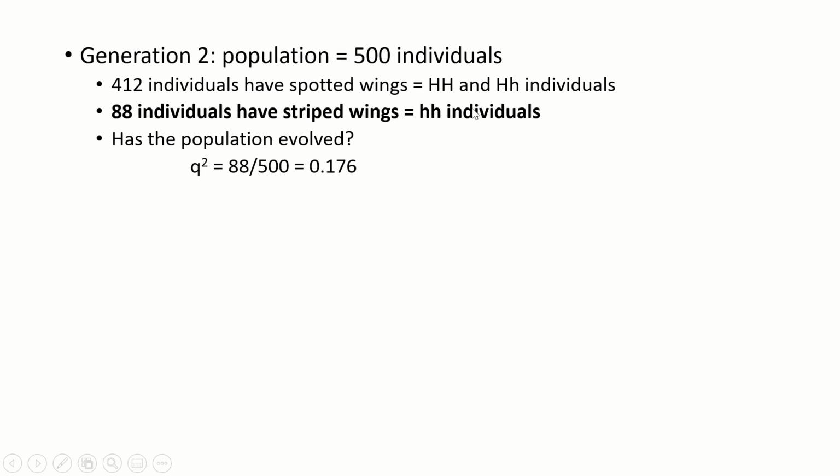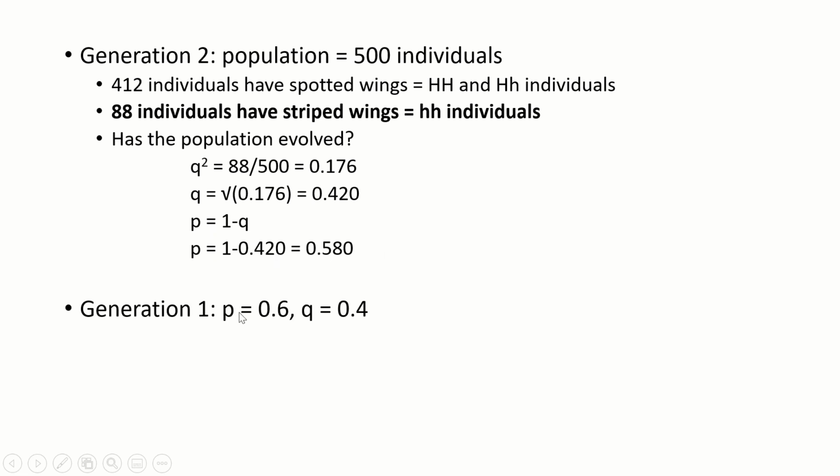Okay, so that is our Q squared. So remember, this number divided by the total population gives us our Q squared. So Q squared is 0.176. Q is the square root of that. It gives us 0.420. To get P, we take 1 minus Q. P is then 0.58. So in generation 1, our P was 0.6, Q was 0.4. Now we have a P of 0.58 and a Q of 0.42.